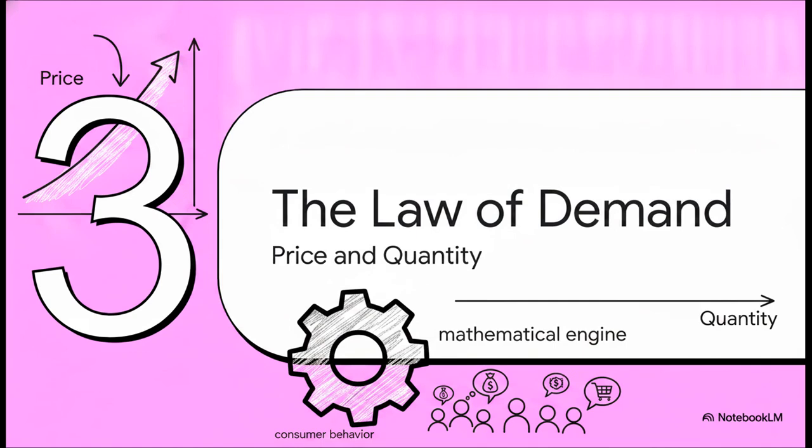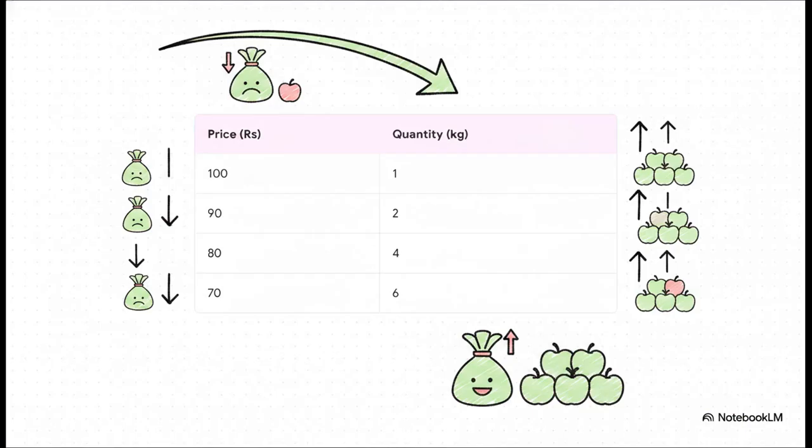Section 3. The law of demand. Now that we've nailed down what demand actually is, we are ready for the core mathematical engine that predicts our consumer behavior. Assuming all other factors remain equal, the law of demand states that the quantity of a commodity increases when its price falls and decreases when its price rises. It is a fundamental, rock-solid inverse relationship.